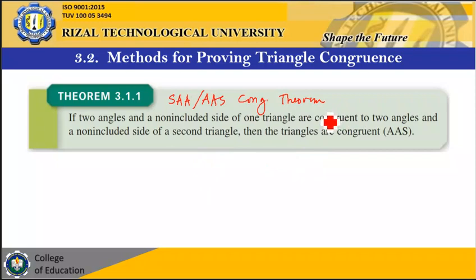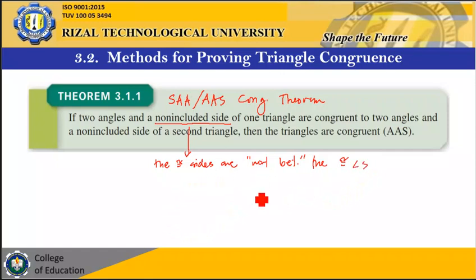we go to the proof of this theorem, let's first unlock some unfamiliar terms, which is the non-included side. When we say non-included side, the congruent sides are not between the congruent angles.